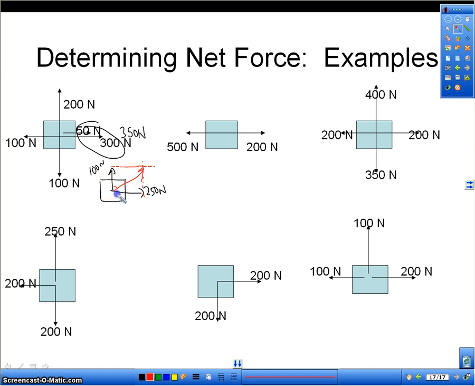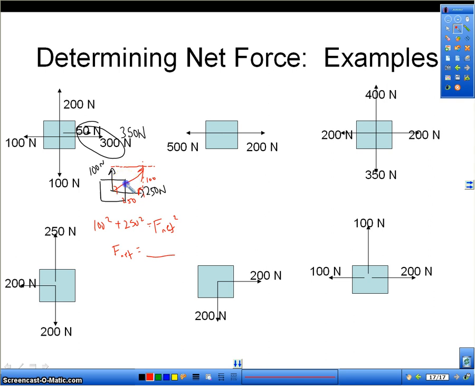recognizing that these are at right angles to each other. So this makes a triangle with a side that has a 250 side and a side with 100. And I can use the Pythagorean theorem, 100 squared plus 250 squared equals my net force squared, to figure out what the net force is. So you'll go ahead and do that. I don't have a calculator with me right now, but you'll figure that number out. That'll be your net force.